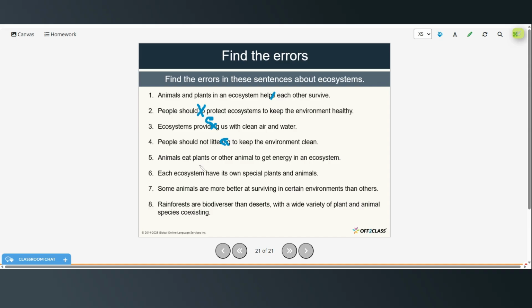Animals eat plants or other animal to get energy in an ecosystem. So we need the S here on animals. Each ecosystem have its own special plants and animals. There should be has. Some animals are more better at surviving in certain environments than others. We don't need to say more better, it's just better. Rainforests are biodiverser than deserts with a wide variety of plant and animal species. This one we would say more biodiverse.